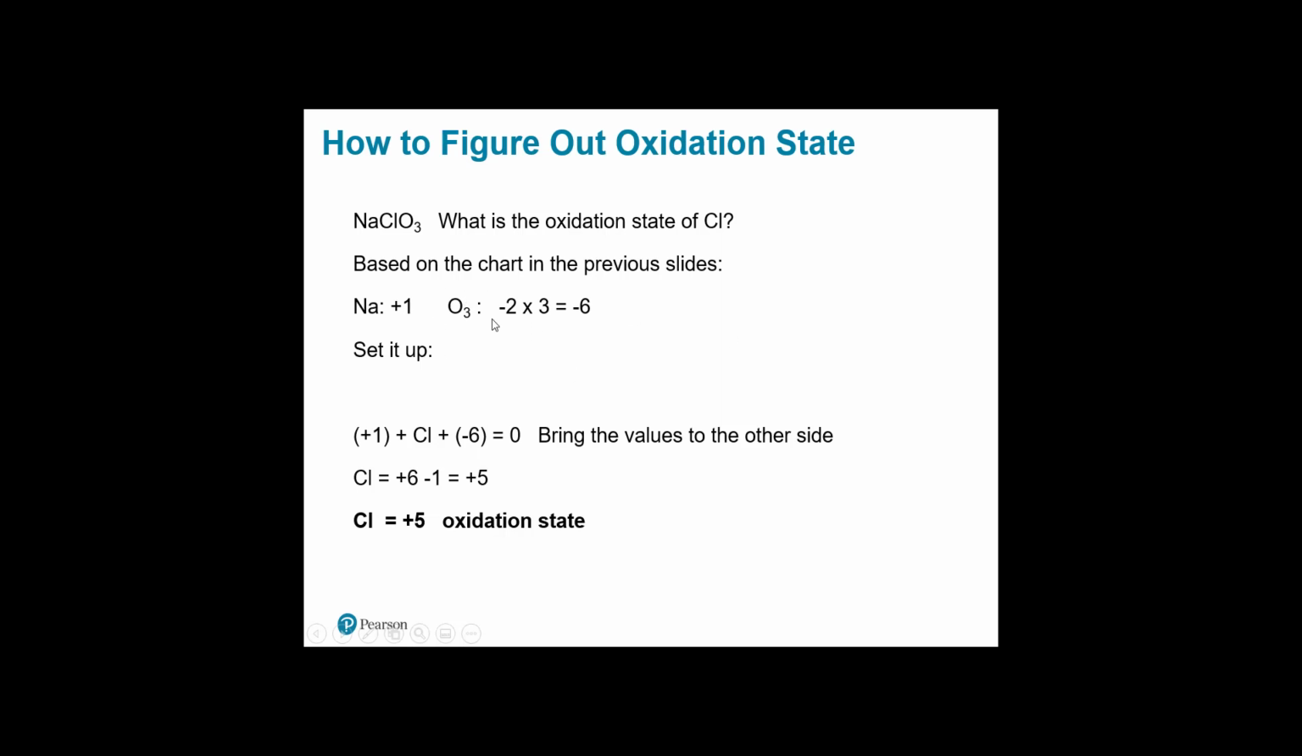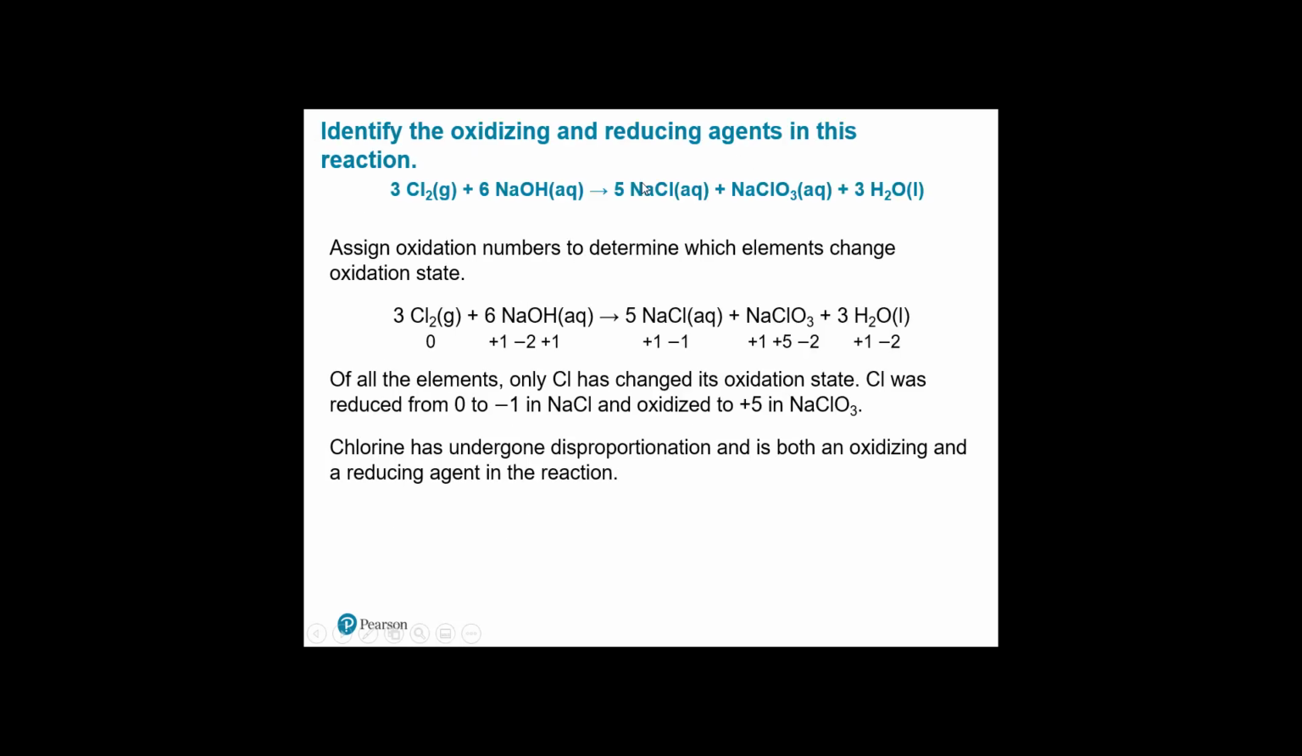Sodium is a +1. Oxygen is a -2, but you have 3 of them, so it's -6. So let's set this up. We have a +1 plus chlorine plus a -6. Bring all the values over to the other side. I bring them over with opposite signs. It gives me chlorine's oxidation state is a +5. That's what you do. Now, if you have a polyatomic ion, hopefully you remember that you just make it all equal to whatever that charge is. So if it's a -1, you make this equal to a -1, and that will give you that value. So you handle them the same way. So that's where the +5 came from.